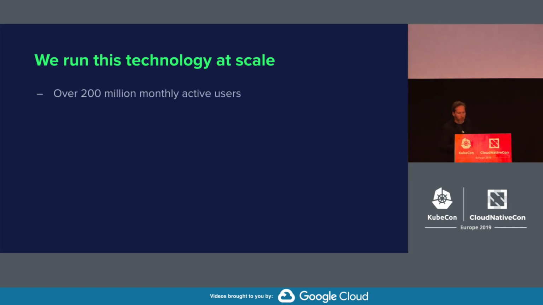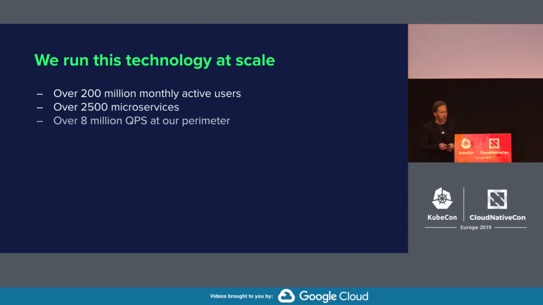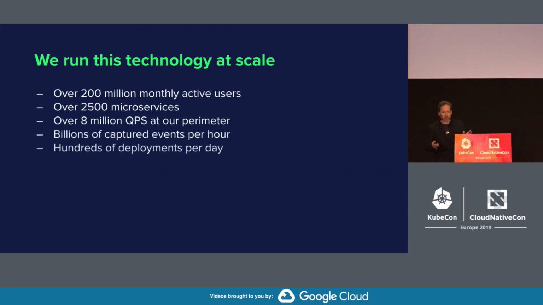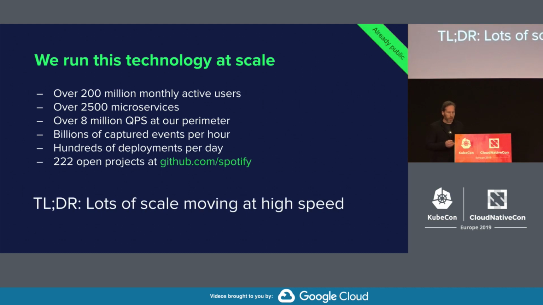But essentially, we've been using these technologies at scale for years. Here are some numbers. They're all public numbers that you may have seen in presentations. We put them in one place. We have over 200 million monthly active users. We have over 2,500 microservices that we're moving to new technologies. At the perimeter, we run at peak at between 8 and 9 million QPS.